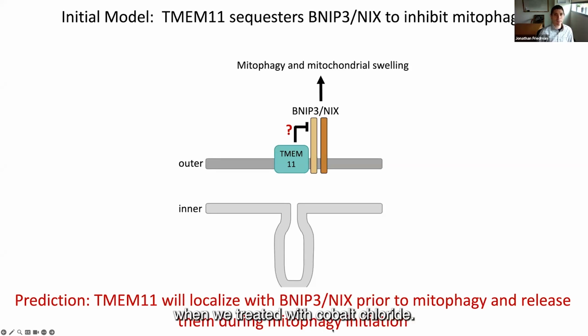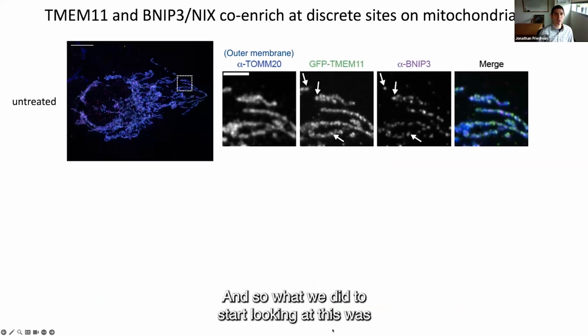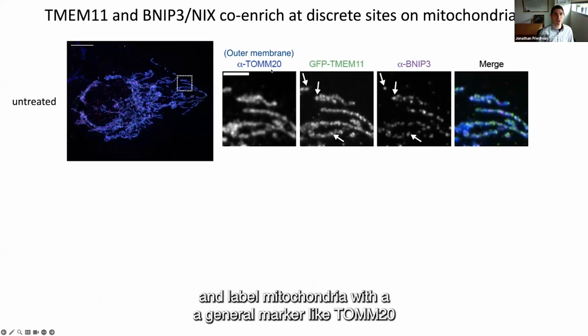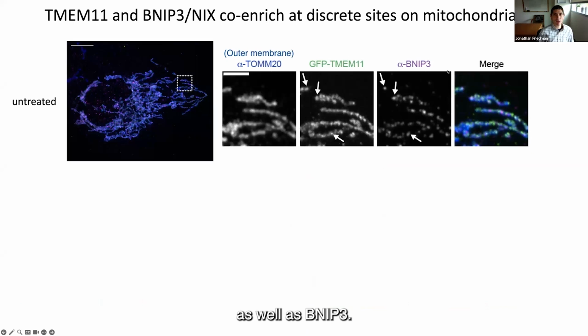And so what we did to start looking at this was to transfect GFP-tagged TMEM11 into our cells, and then we would fix and label mitochondria with a general marker like TOM20, as well as BNIP3. And the first half of that model seemed like it was going to be true. What we noticed was that TMEM11 was widely distributed on the mitochondrial network, but it would enrich in these discrete foci and seemingly co-localize often with BNIP3 and the foci that it would localize to within the mitochondrial membrane.